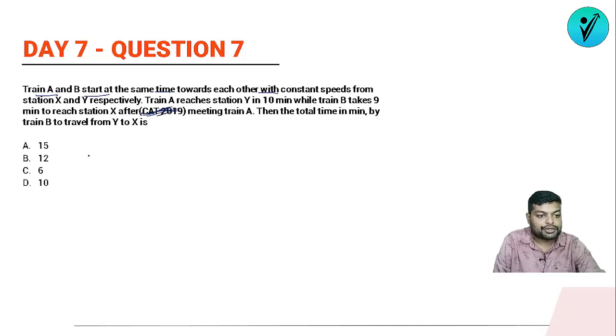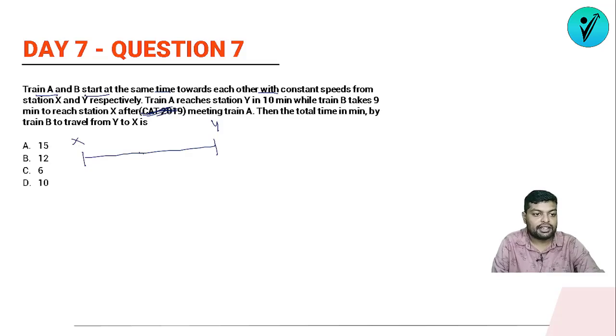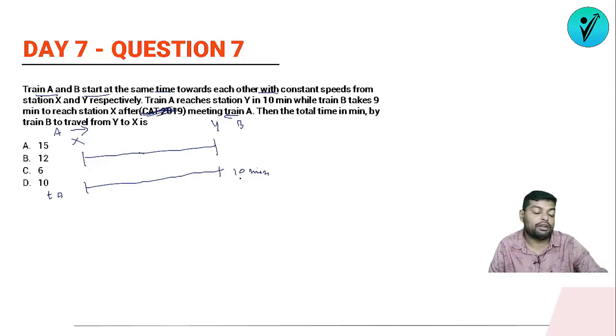Okay, so there is a station X and there is a station Y. Train A is starting from this station and is moving in this direction, and train B is starting from this station and is moving in this direction. Train A reaches Y in 10 minutes. So the total time taken by train A to cover this distance is 10 minutes. In 10 minutes, train A will be reaching station Y.